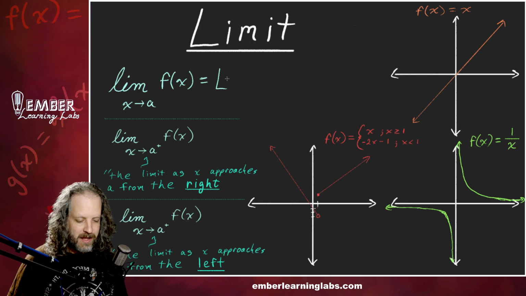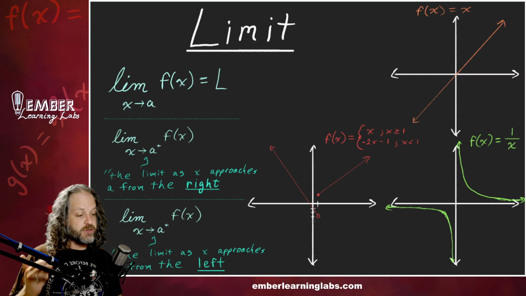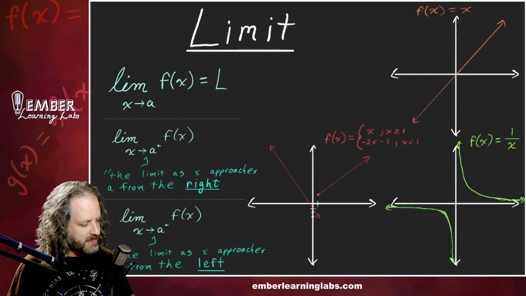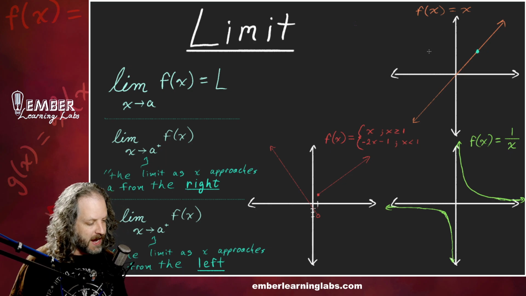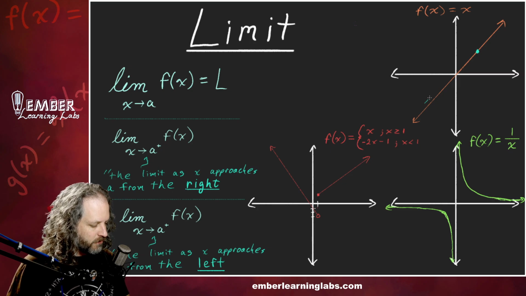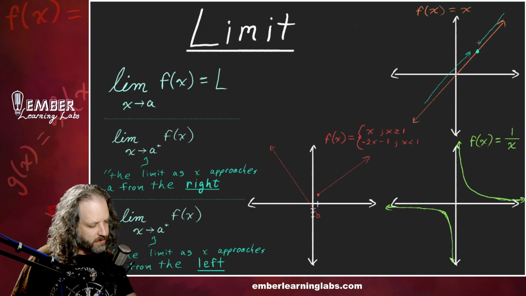wait, back up. Let's explain the green first. You could approach something from two different directions. If I am trying to get to this point right here on this linear function, I can approach it from the left, or I can approach it from the right if I am traveling.